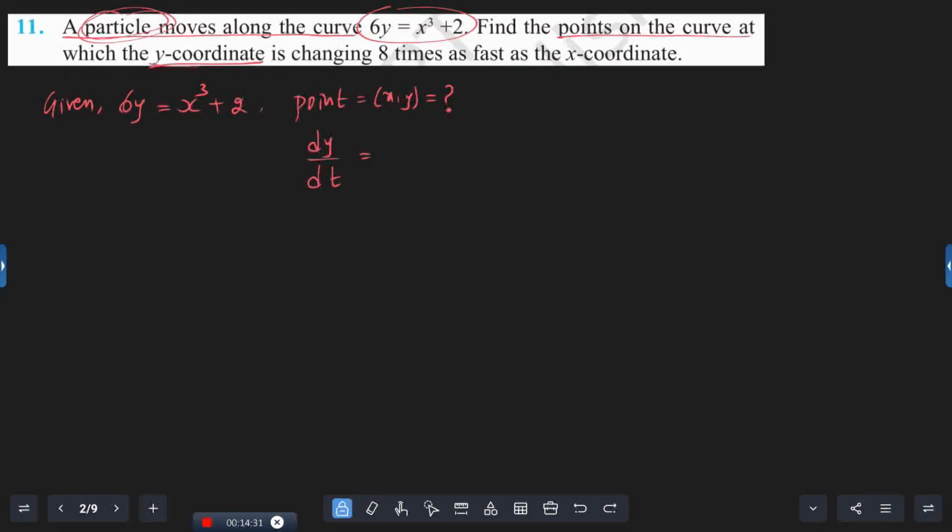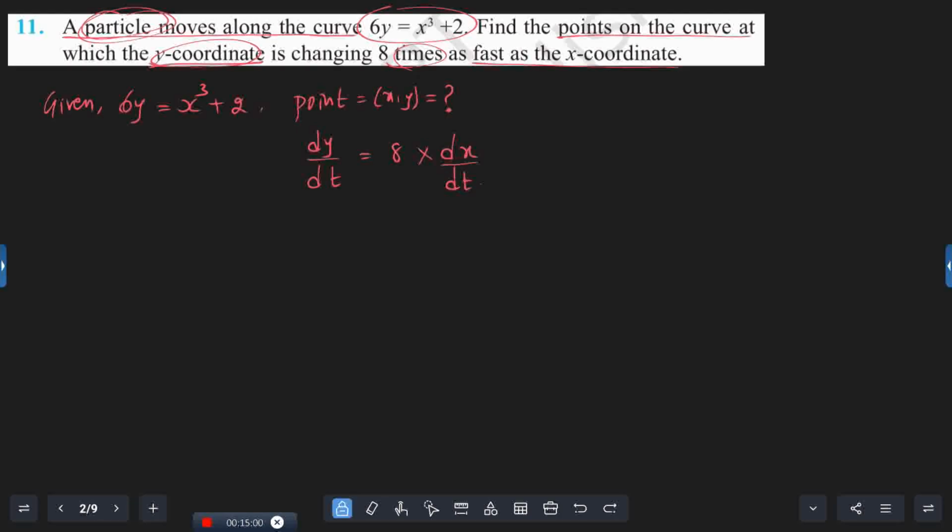The y coordinate is changing 8 times as fast as the x coordinate. The x coordinate is dx divided by dt, which is given. So this is given, and with the help of this you have to find the x value and y value. Is anything else given? Nothing. Shall we go?